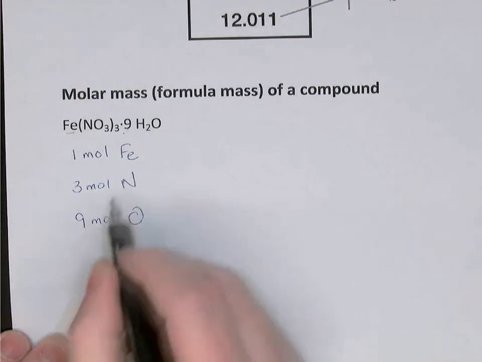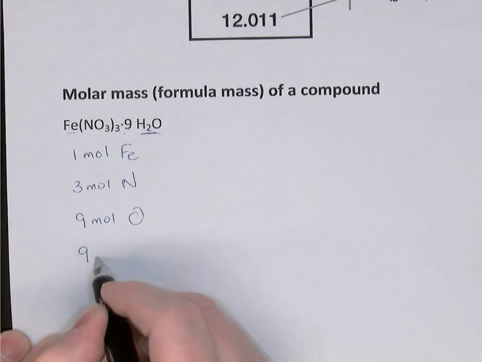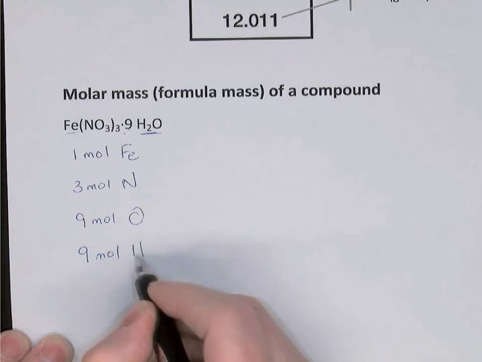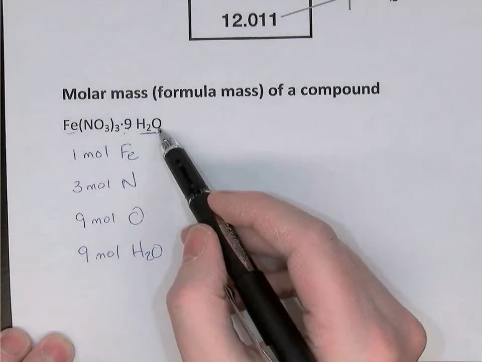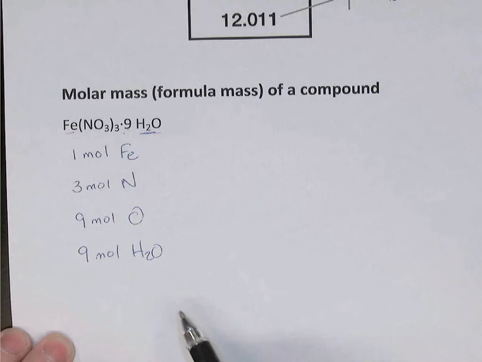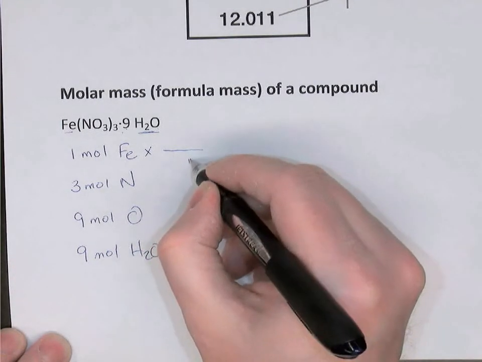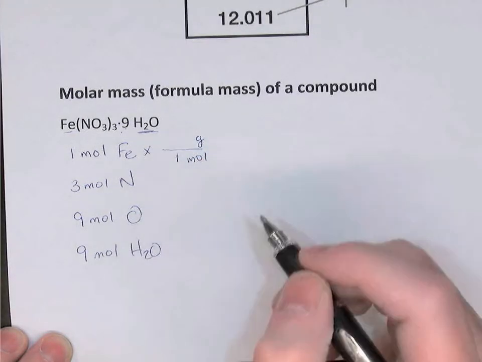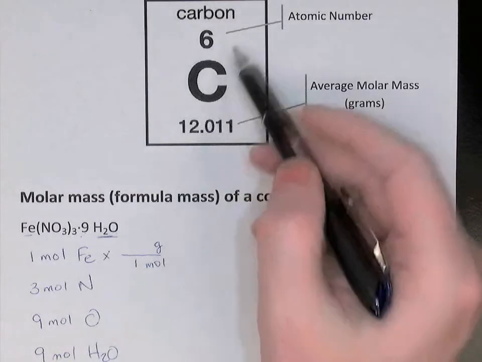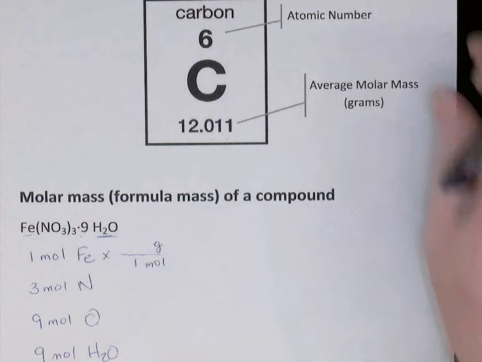But what I'm going to do instead is say that this 9 refers to water, and I'll say that there's 9 moles of water. So rather than treat the hydrogen separately, I'll treat the hydrogen and these oxygens as being part of water. So now we're going to go to a periodic table, and we'll convert the moles of iron to grams. So 1 mole of iron, we look up the symbol for iron just like this on a periodic table, and we find its molar mass.